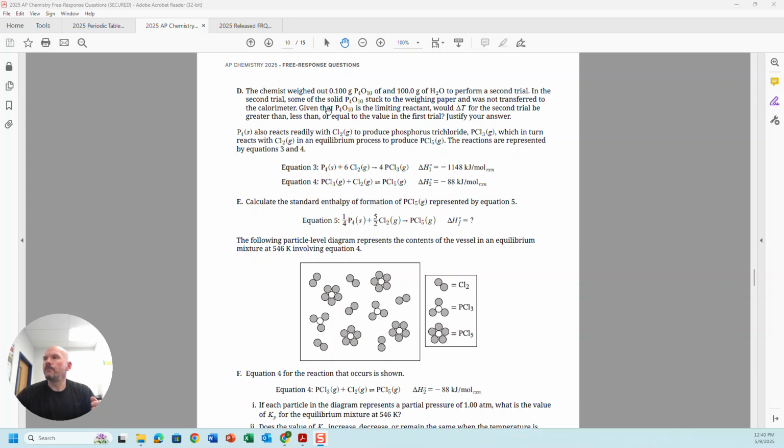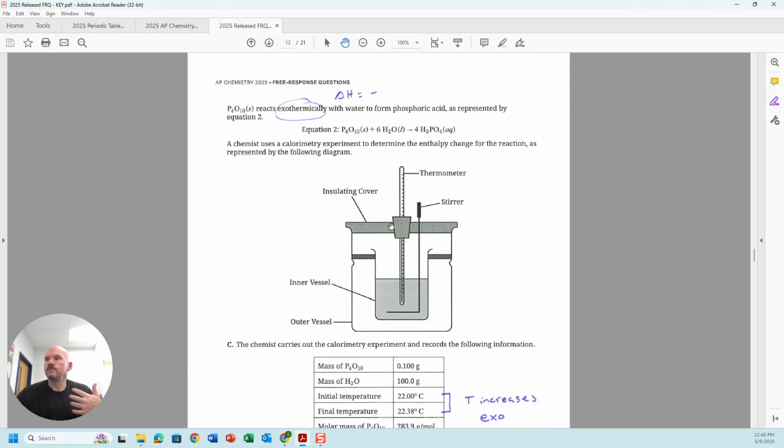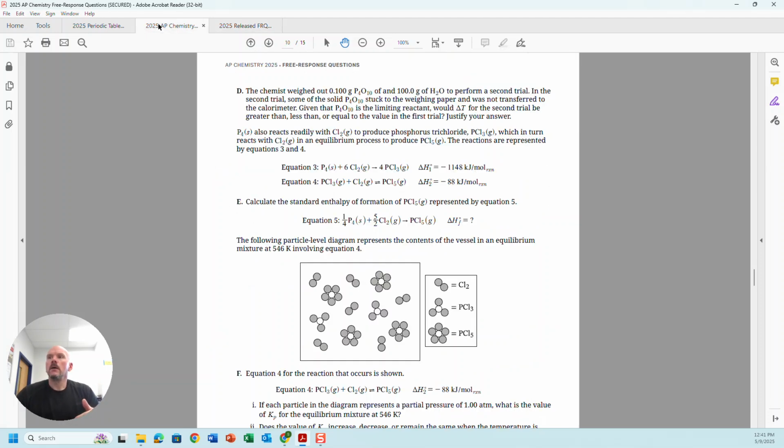So this is just asking, would the delta T be greater than, less than, or equal to the initial trial that we had? And we know it's going to be less than, because less heat is going to be produced, okay? Less than, the reaction would release less energy, and therefore the solution would not absorb as much energy, so the temperature of the solution would not increase as much. So I should have the word less energy here. Yeah, okay. So less than, okay?